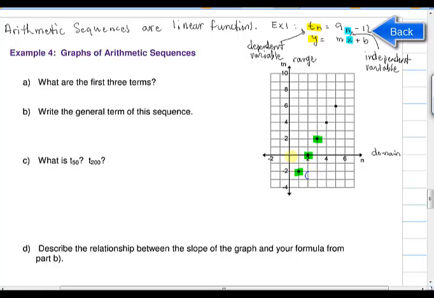So our first point is where x is 1 and y is -2. Our second point, x is 2 and y is 0. And our third point, x is 3 and our y-coordinate is 2. And so you can see from this that our first 3 terms are -2, 0, and 2.